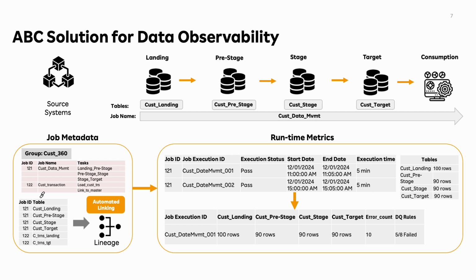Metadata about your jobs. You may have multiple jobs running, but they may be related to each other. For example, in this case, I have shown that you have a customer 360 job group. So you may have, for example, 5 to 6 different jobs that are getting data from different source systems for your customer data. In that case, you may want to create a customer 360 group, and this group will be a logical group. Within this logical group, you may want to group all your jobs together.